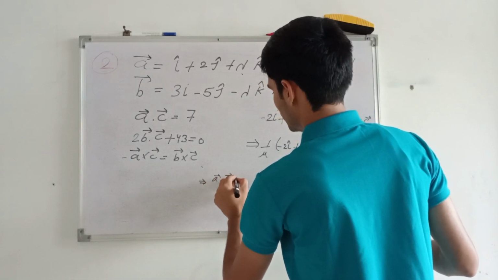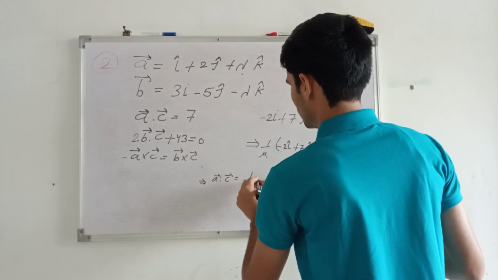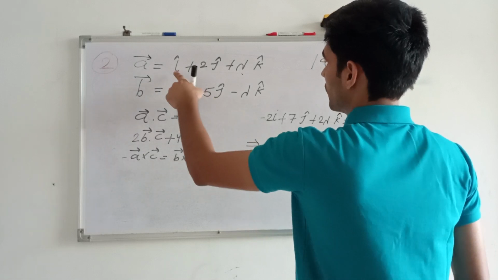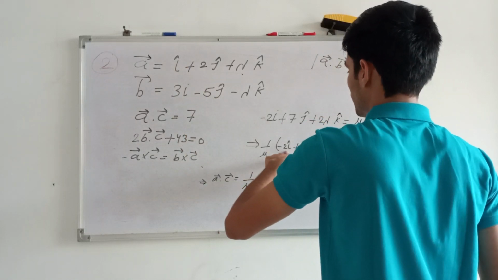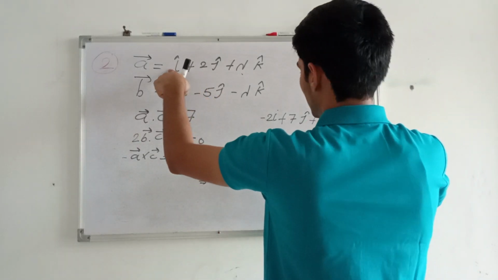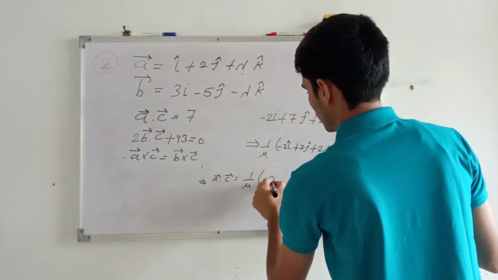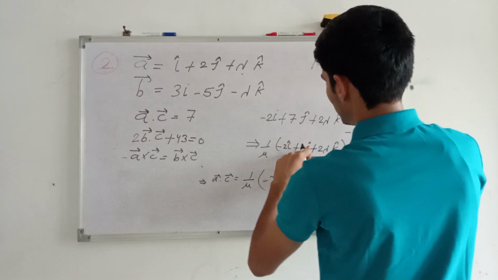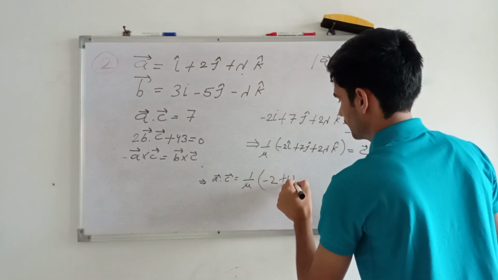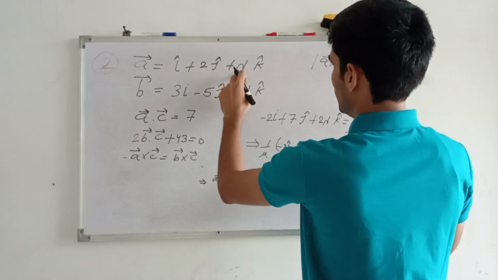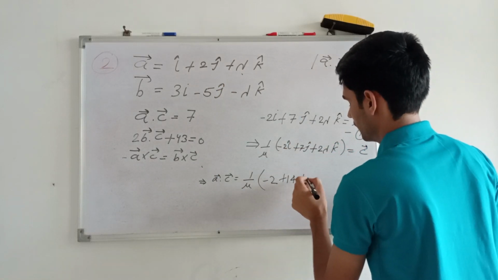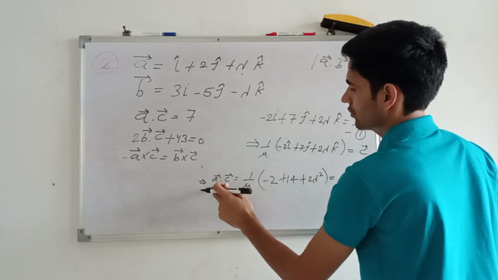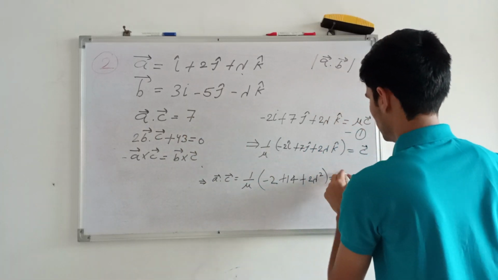A dot C is equal to, this is a constant, so this will come outside, and multiply these corresponding components. I to I, 1 minus 2 will be minus 2, j, 2 into 7 will be 14. Lambda into 2 lambda will be 2 lambda square. What is A dot C? A dot C is 7.